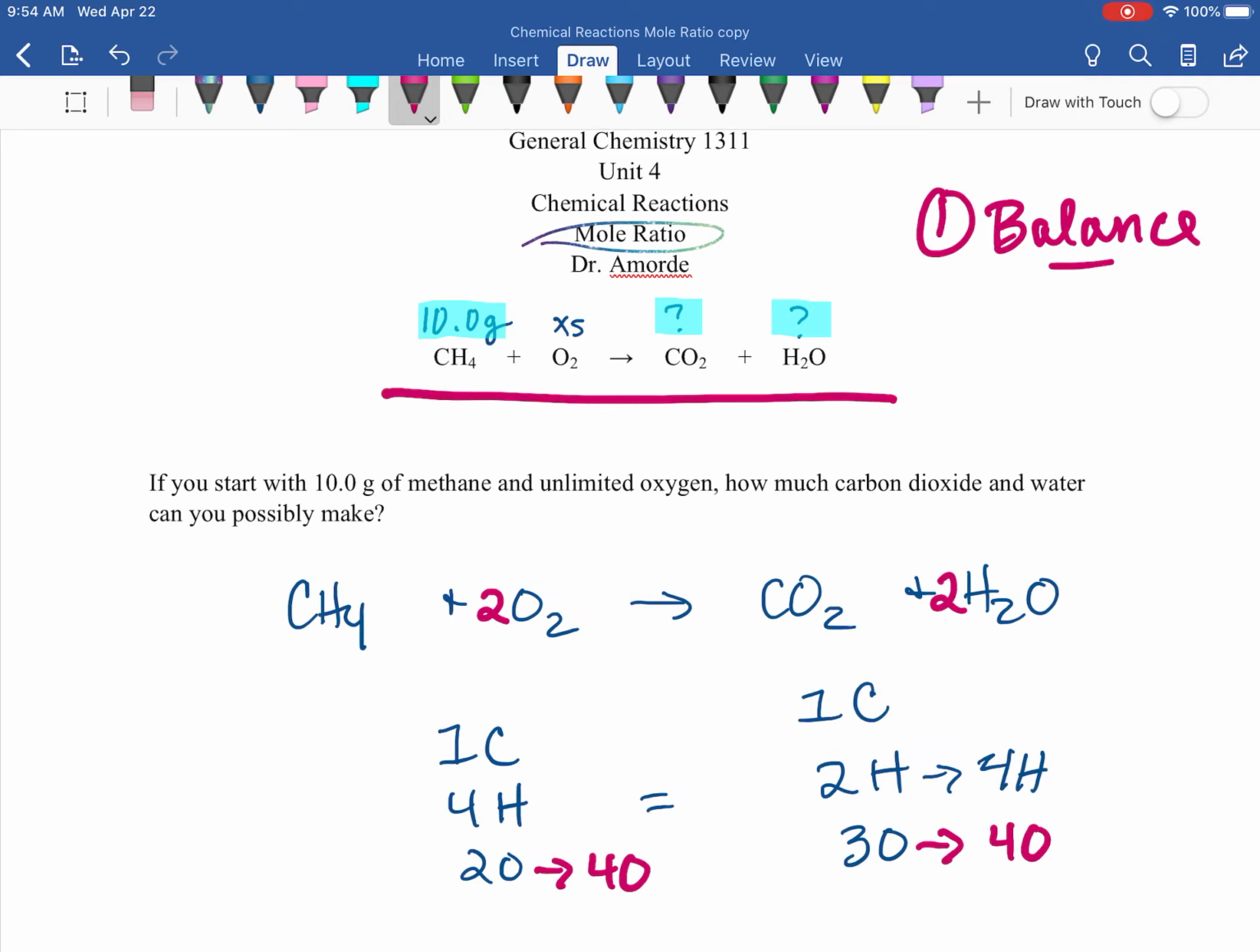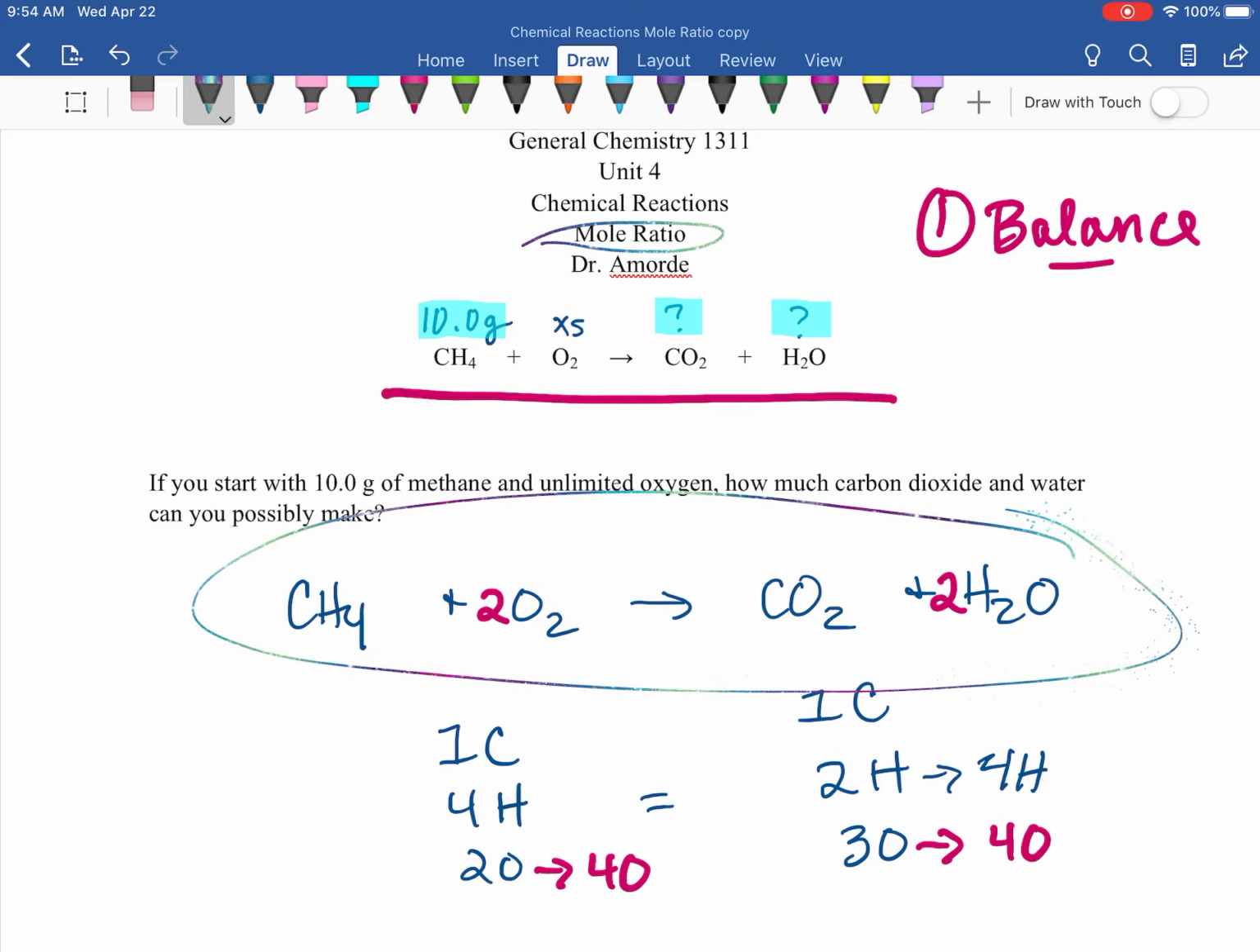Now we need to fix our oxygens. Well, we need to go back over here and get to 4 oxygens. So how do we do that? We're going to add a 2 there. Awesome, we found our balance. That is a sparkle pen. You have to do that before you do any math with your equation.